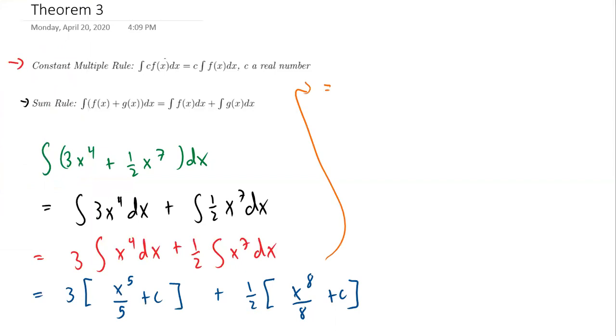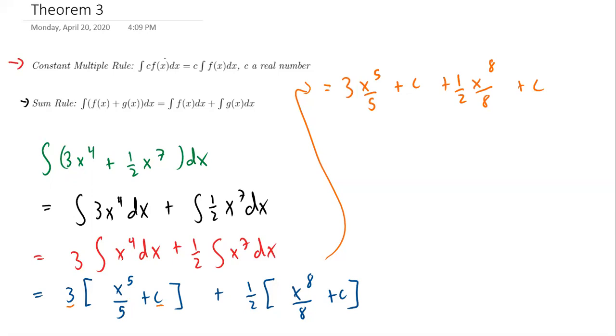So here we can multiply the 3 out. Now, what is going to be 3 times c? C is an arbitrary constant. If you multiply an arbitrary constant by 3, you still have an arbitrary constant. What that means is that we can simplify this as 3 x to the 5th divided by 5 plus some arbitrary constant, because 3 times an arbitrary constant is again just an arbitrary constant, plus 1/2 x to the 8th divided by 8. And again, 1/2 times an arbitrary constant is just an arbitrary constant.